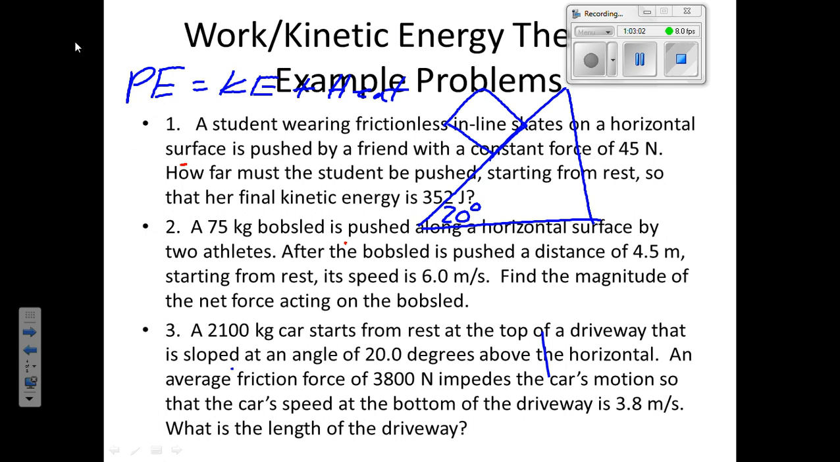All right, so trying a strategy. What we know right now is that the car is starting at rest. It's got an initial velocity of 0. We know that it ends up at a speed of 3.8. We want to find the length of the driveway. Let's do it a kinematic way first. Kinematic equation first.